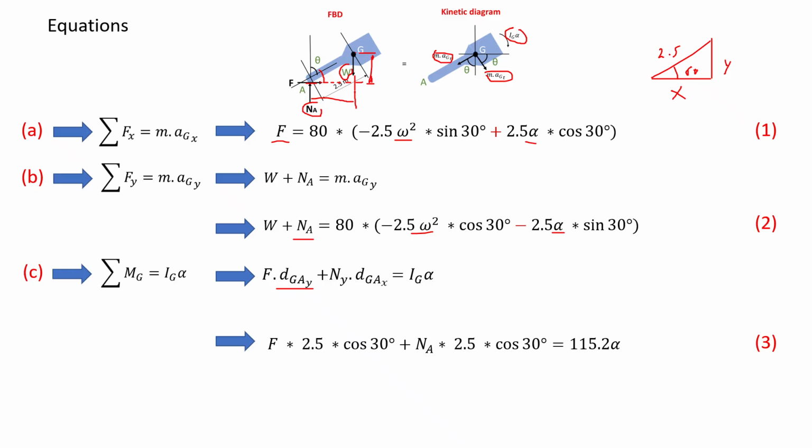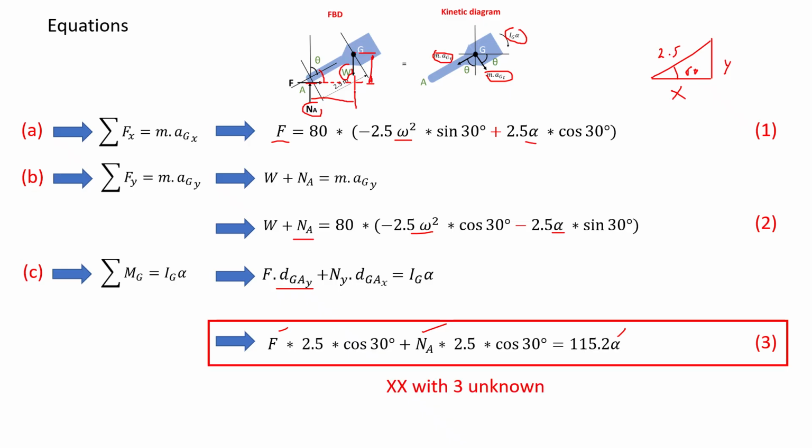Now let's see how many unknowns we are going to have here. We have the alpha unknown, the NA unknown, and the F unknown. So we have three equations, and we have four unknowns, which are the F, the NA, the alpha, and the omega. Three equations, four unknowns, and this is not going to help me to do anything. So let's try the other option. The other option is to do the moments around point A and see how it's going to work.